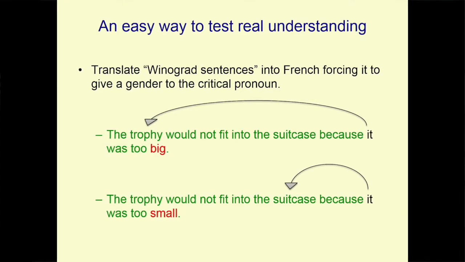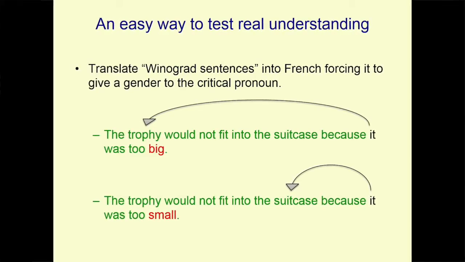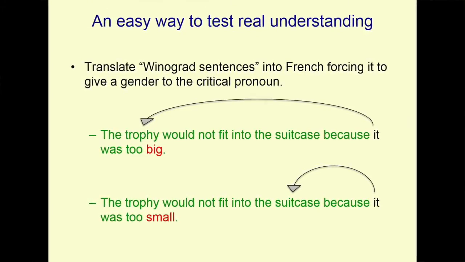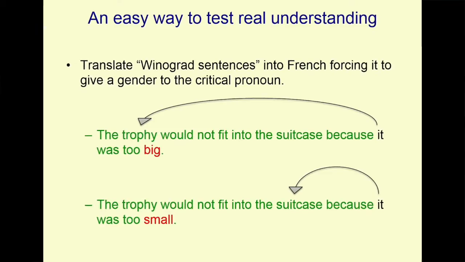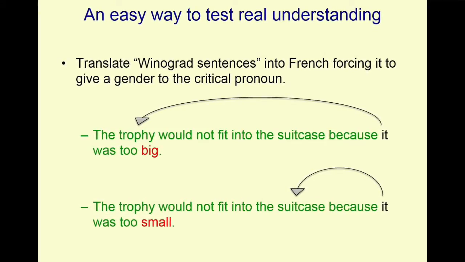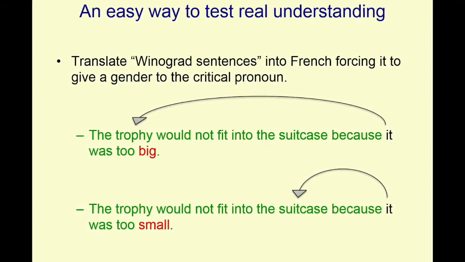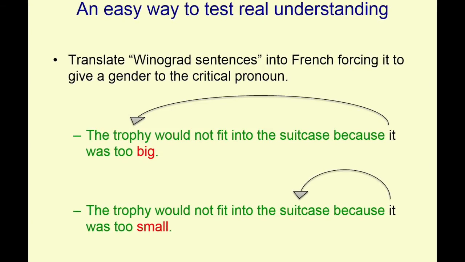If I give you the sentence, the trophy would not fit into the suitcase because it was too big, and you ask, what does "it" refer to? You know that it refers to the trophy, and you know that because big things don't fit in small things. But if I say the trophy would not fit into the suitcase because it was too small, you know that "it" refers to the suitcase. Okay? You do that effortlessly. You don't realize you're doing this reasoning, but you just know the way things work in the world, and you can't put bigger things inside smaller things unless you're watching Doctor Who.